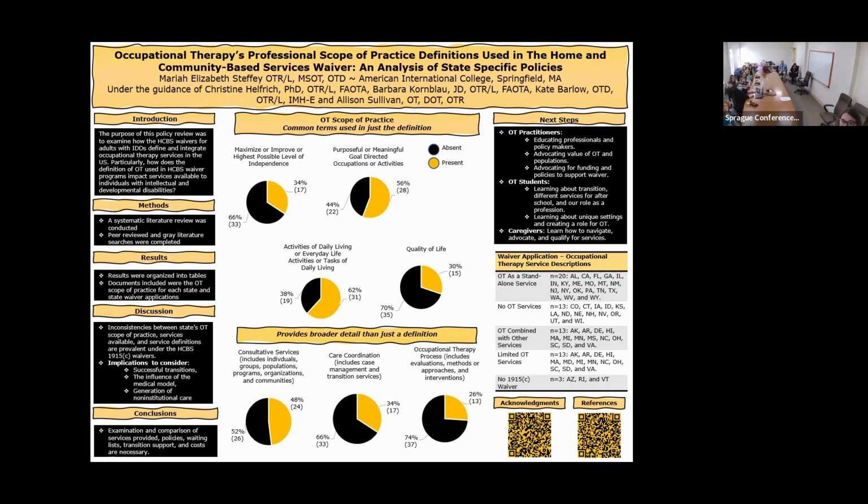So some of these common terms used in just the definition included "maximize" or "improve" or "highest possible level of independence," and black in my pie chart represents absent, while yellow represents present. So as you can see, there were 17 states where this was present in part of their definition, and there were 33 states where this was absent.